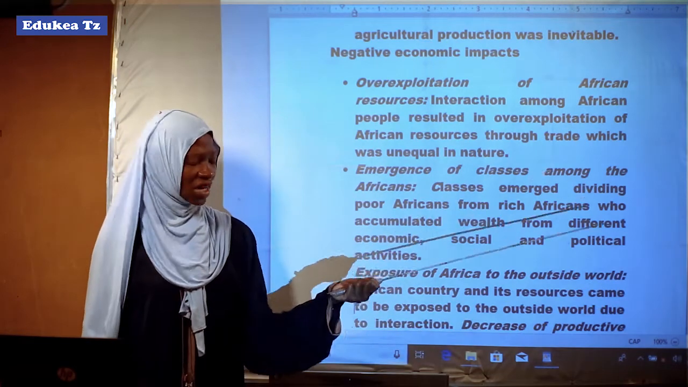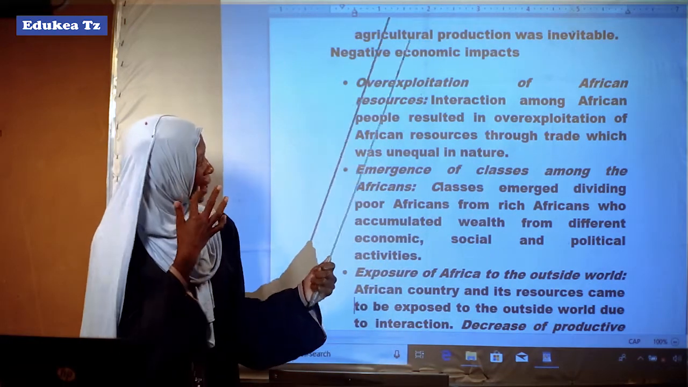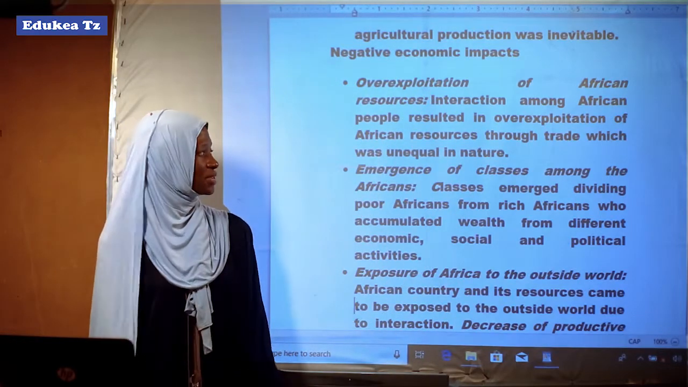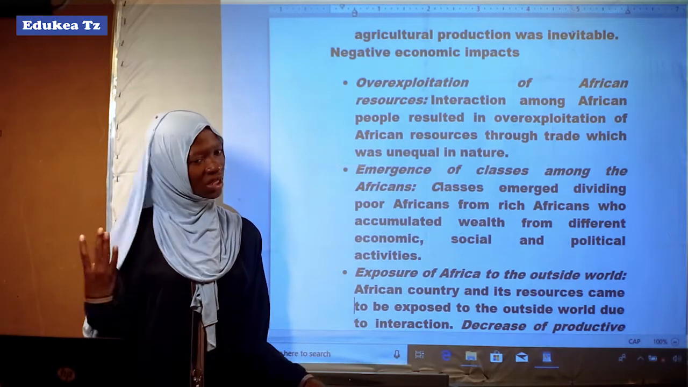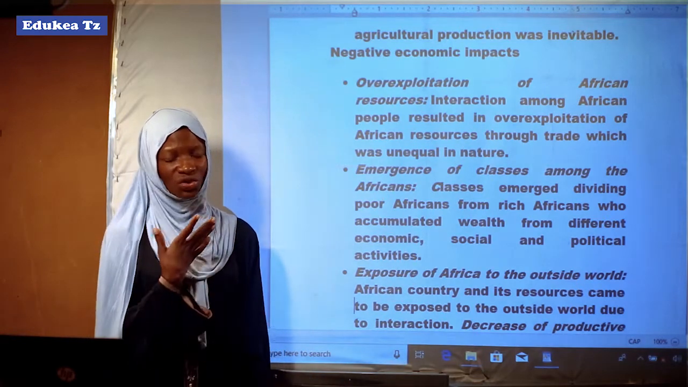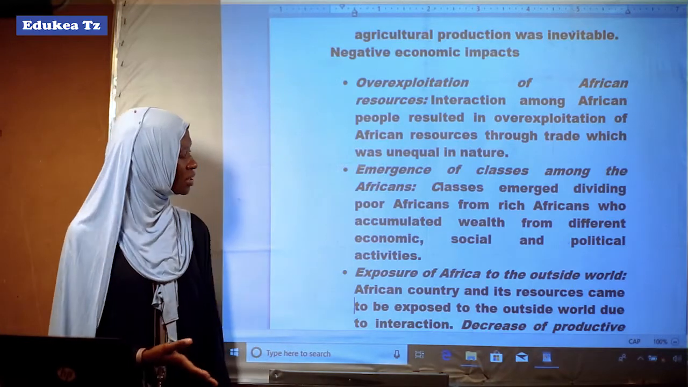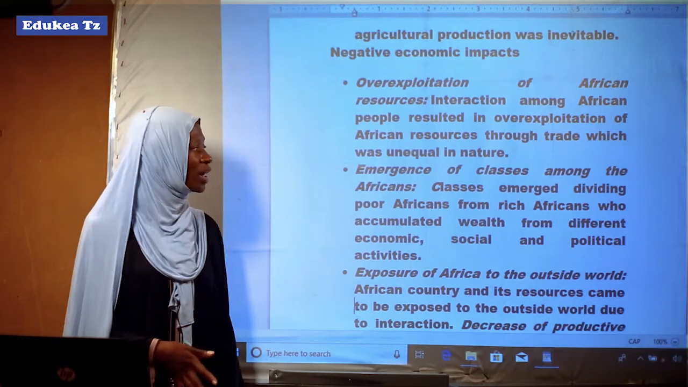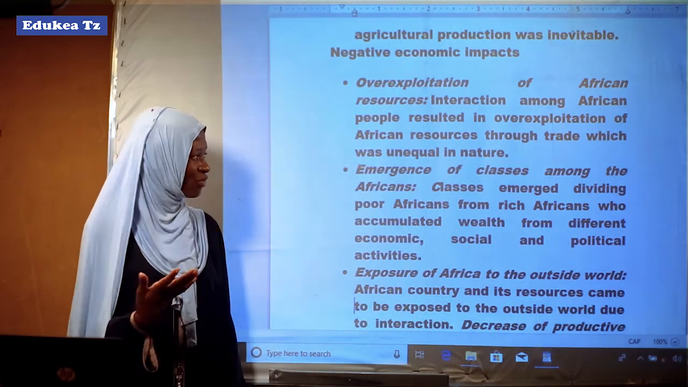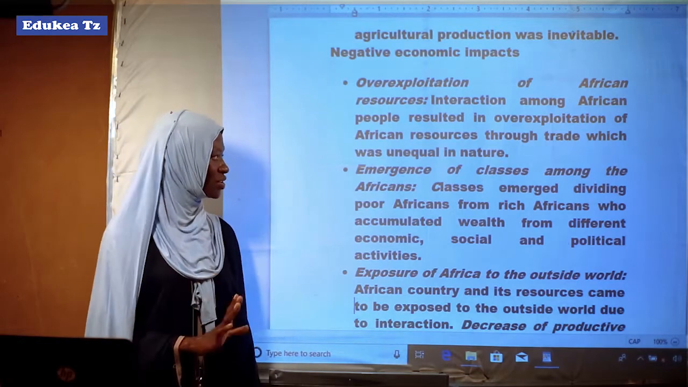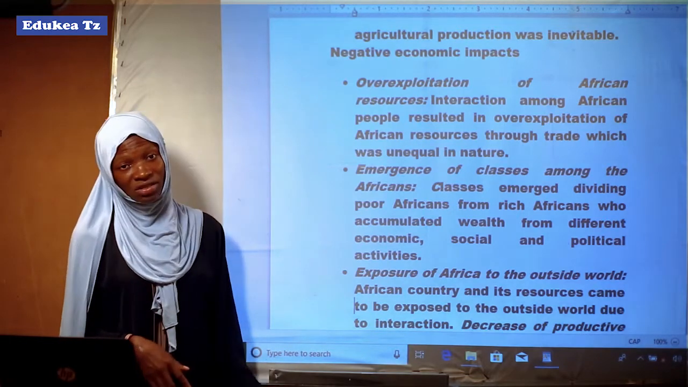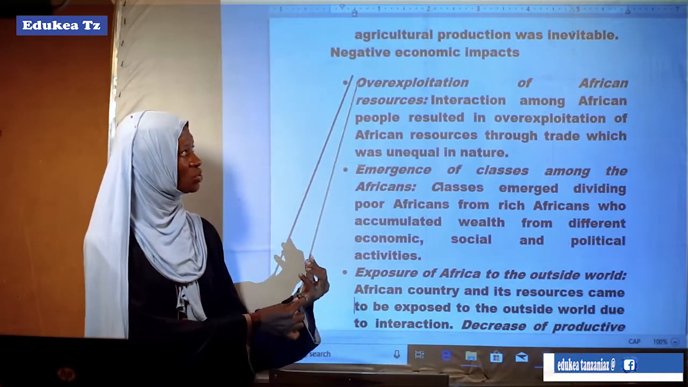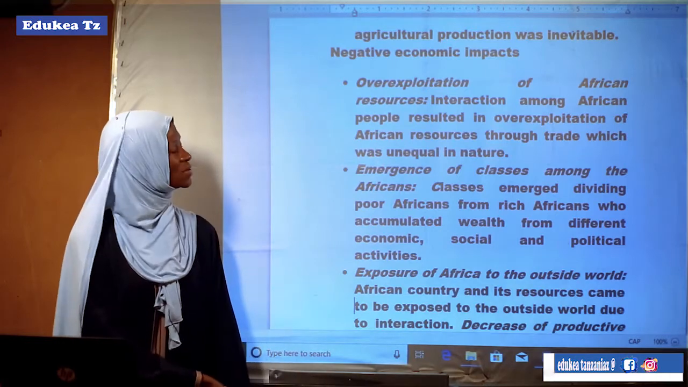Also, during this period, Africans encountered trade with Arabs, who came maybe with just beads, sometimes with just jewels. So people of Africa exchanged gold, copper, or a lot of minerals for a single bead. So you can see that the trade was unequal, which led to overexploitation of African society.